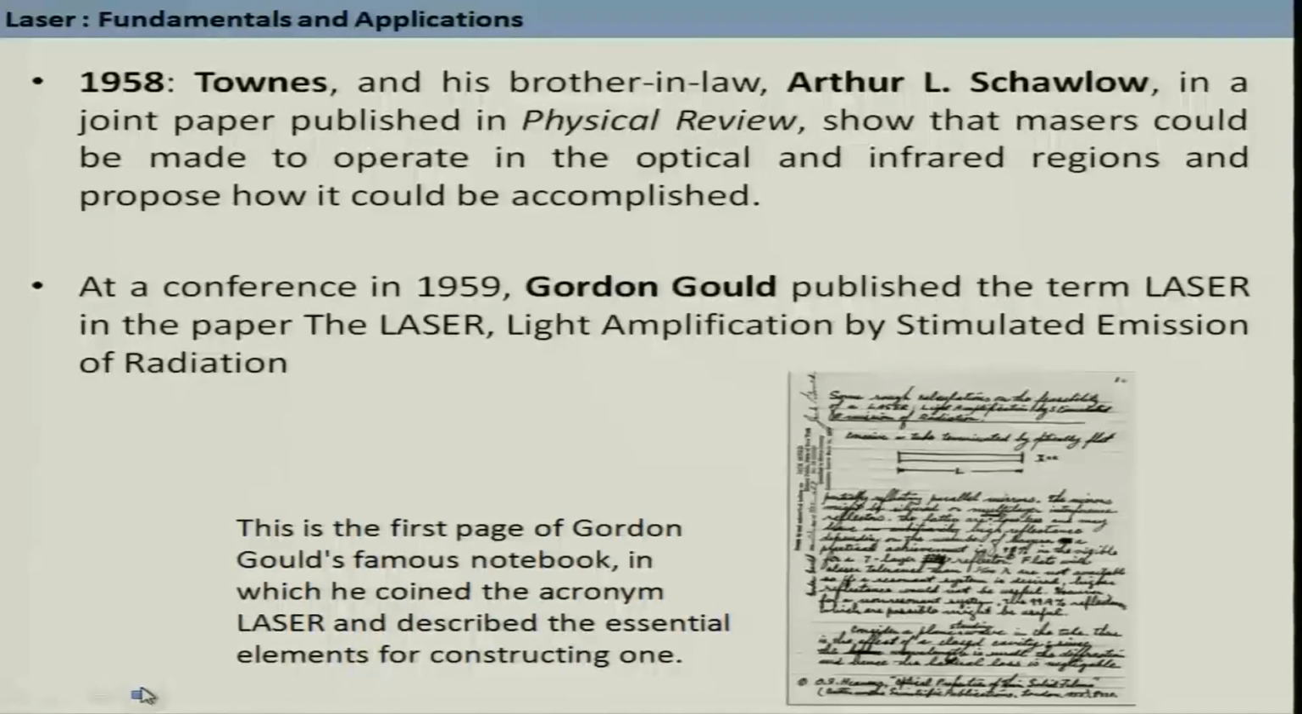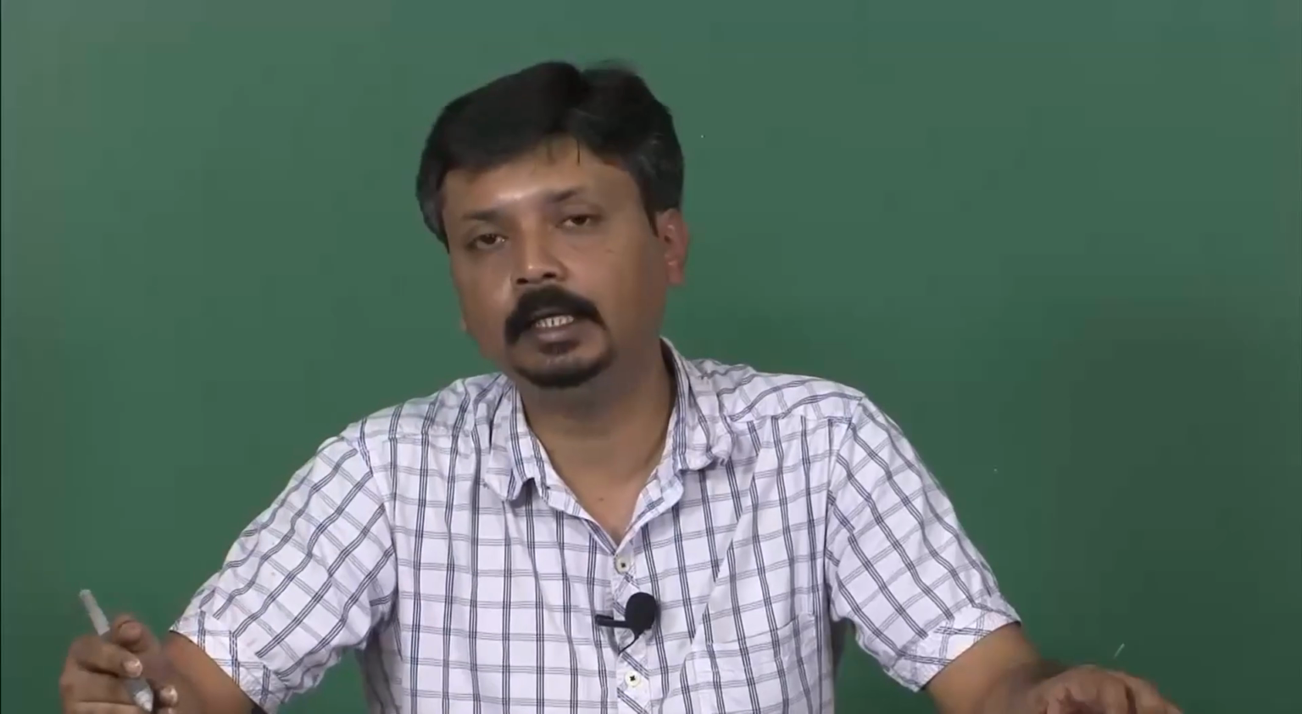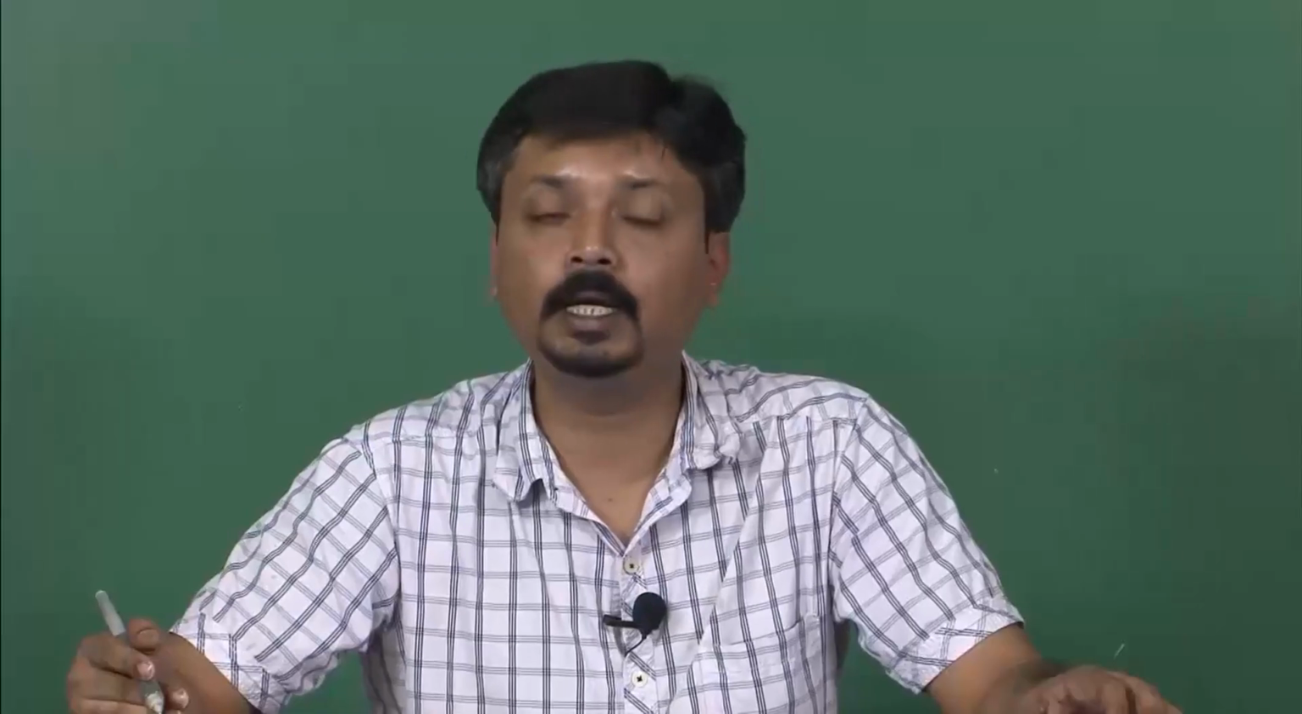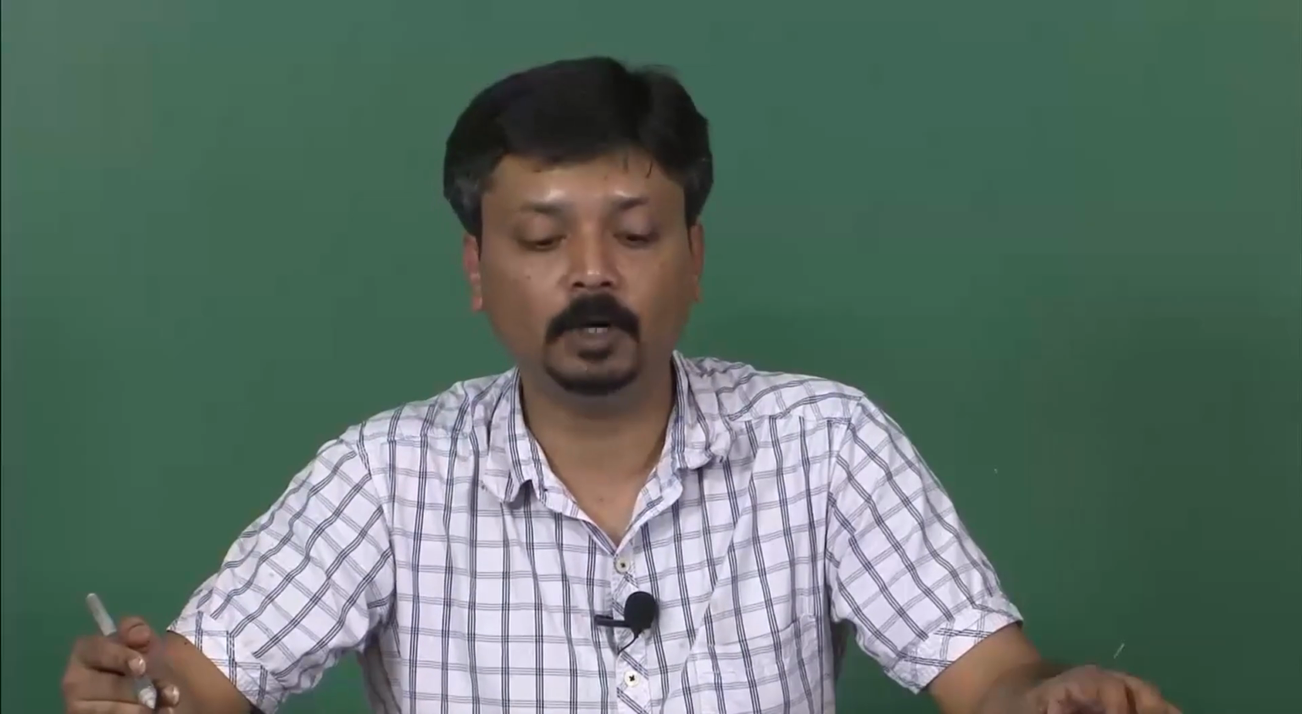Now, after making this maser, Townes and Schawlow wrote a paper in 1958, one of the finest papers that they wrote in the journal Physical Review, where they actually showed that it is possible to convert a maser into a laser, the so-called optical maser. That was the term used at that point of time, and Townes and Schawlow showed that an optical maser is possible.